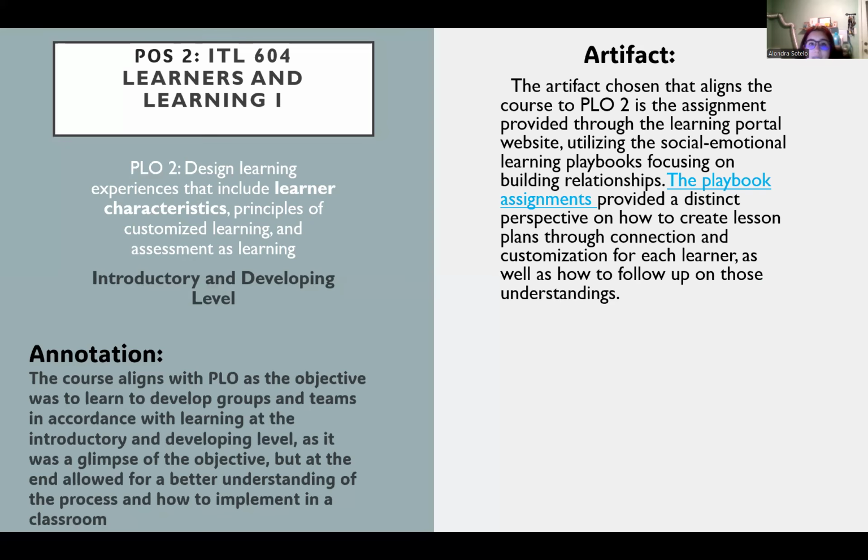The artifact chosen that aligns with the course is through the Learning Portal website, utilizing the social emotional learning playbooks, focusing on building relationships. So again, these are different relationships to understand the backgrounds of the students and being able to understand their different characteristics and developing groups that actually allow for these students to learn better, or even being able to customize that lesson plan for those students or the different learning experiences through the connection and customization, as well as how to follow up on these understandings.